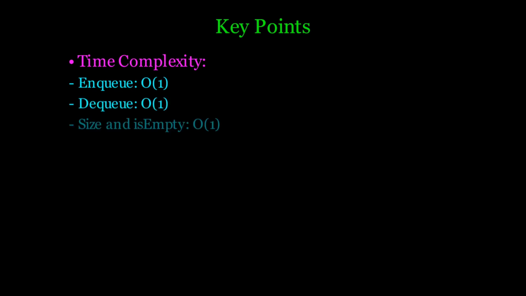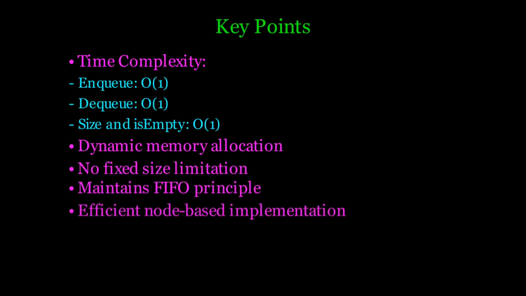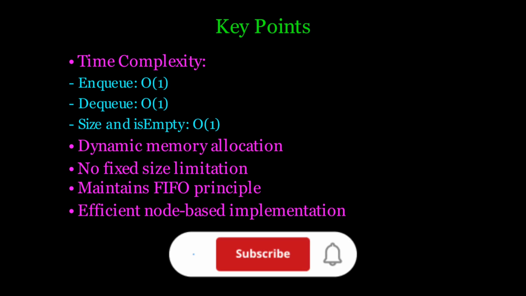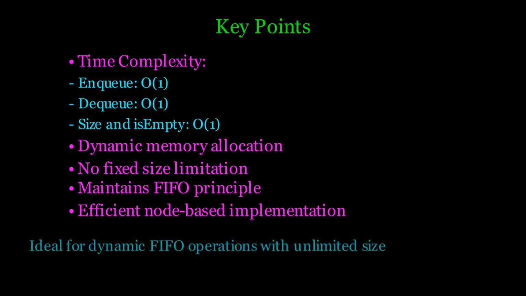Let's summarize the crucial aspects of this implementation. Our operations all maintain O(1) complexity, meaning enqueue, dequeue, size checking and isEmpty operations all take constant time regardless of the queue size. The dynamic memory allocation gives us unlimited queue size potential, constrained only by available memory. We have maintained the FIFO principle, providing efficient node-based operations. This implementation is particularly ideal for scenarios where you need a flexible, unlimited size queue with consistent performance characteristics.